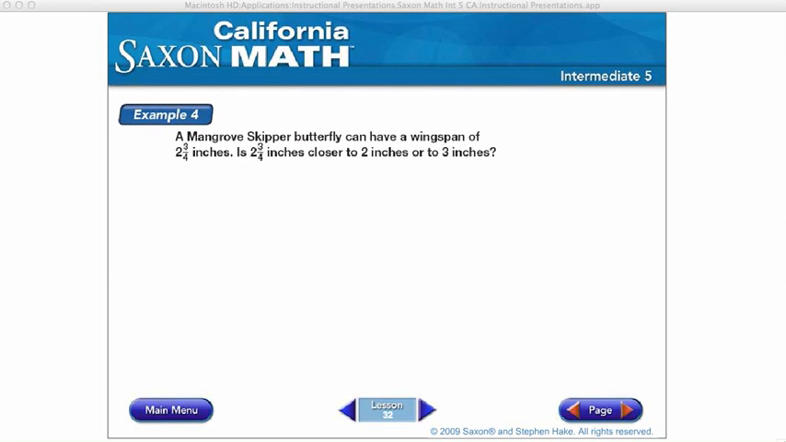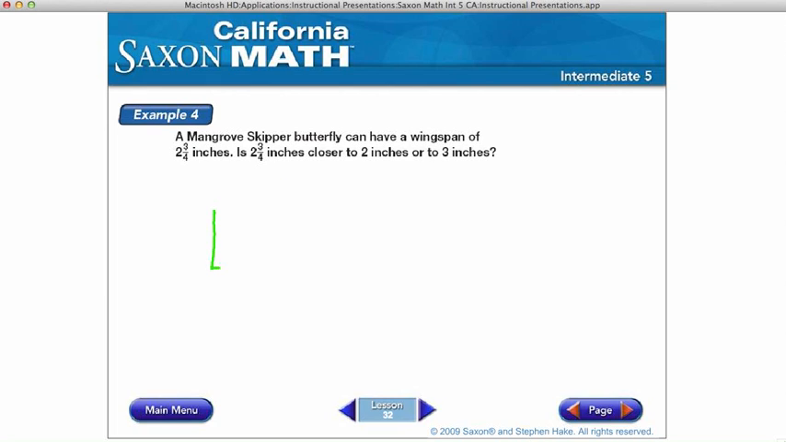Okay, example 4. A mangrove skipper butterfly can have a wingspan of 2 3/4 inches. Is 2 3/4 inches closer to 2 inches or 3 inches? So use your ruler. Take a look at, find 2 3/4. If you need to, think of it as drawing a picture also. Okay? Is 3/4 closer to 1 or closer to 0?